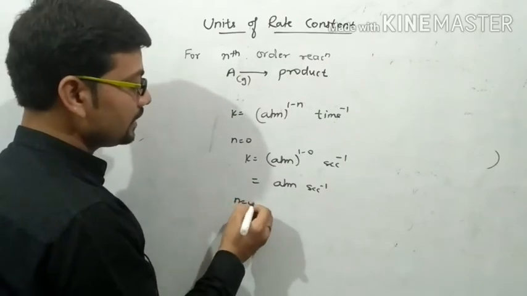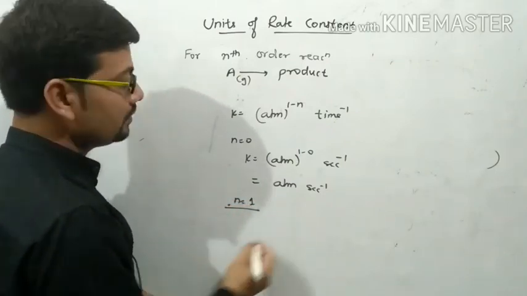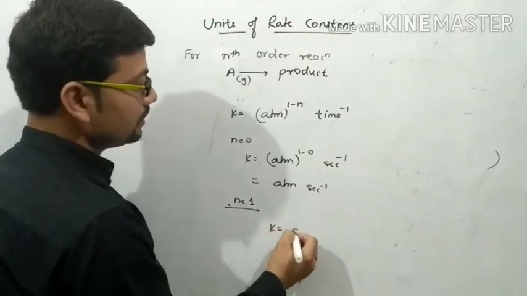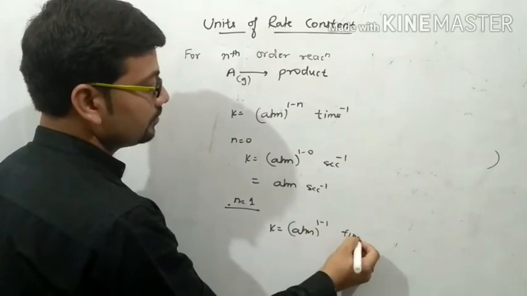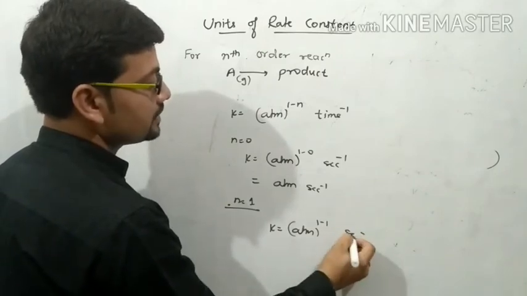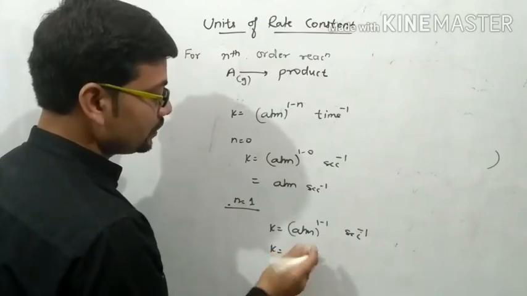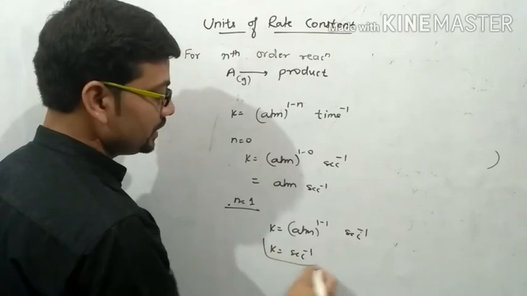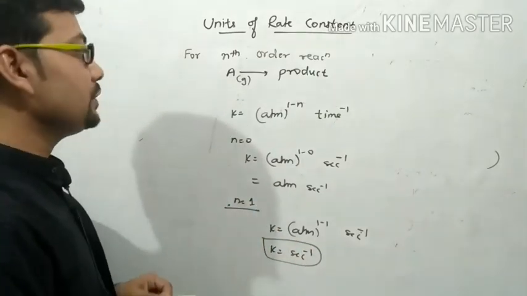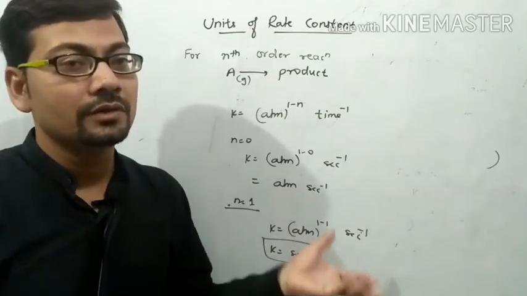Now for first order reaction, n is equal to 1. So k is equal to atmosphere 1 minus 1, and time is taken in second. So the power becomes 0 and the unit is second inverse. So by this you can calculate the unit of rate constant for various orders of reaction.